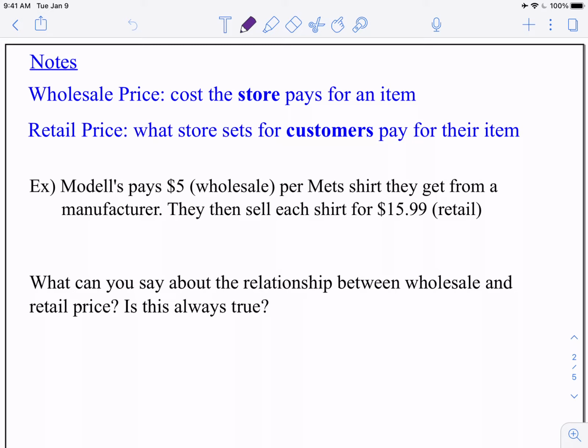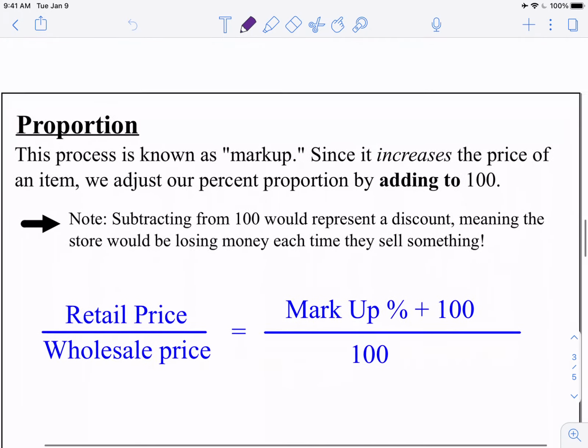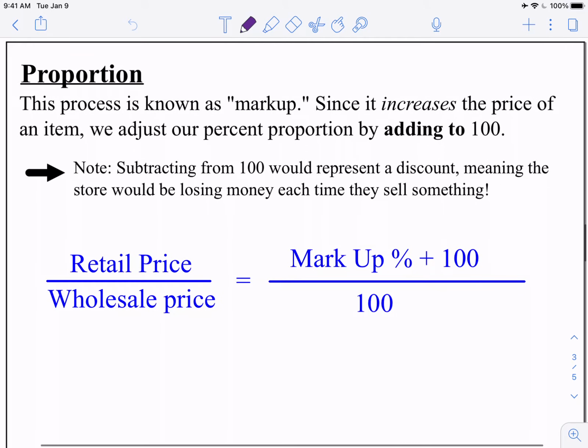So when we talk about markup, we're talking about this relationship here, the difference between what someone pays for an item versus what they then sell it for. The proportion that we're going to use for this, obviously this process is known as markup. Since it increases the price of an item, we adjust our percent proportion by adding it to 100. Note, subtracting from 100 would represent a discount, meaning the store would be losing money every time they sell something. So we don't want to do minus 100.